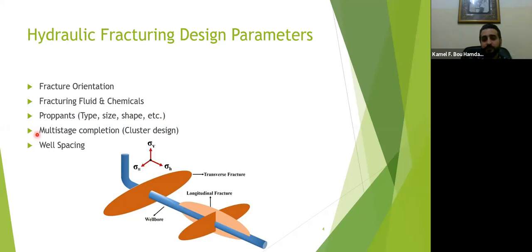In the previous webinar, we covered that multi-stage completion can be done using perforation techniques, so we do it for every stage alone. However, now we are going to be more focused on the cluster design, which is part of the stage. We are also going to cover the well spacing. Well spacing is another design parameter if we have more than one well to be hydraulically fractured.